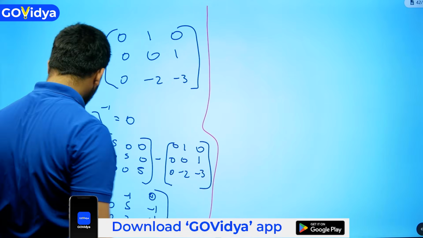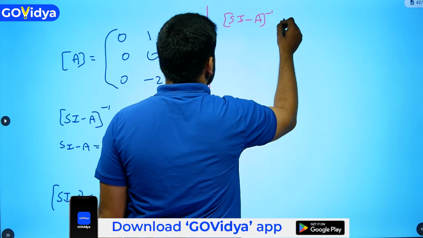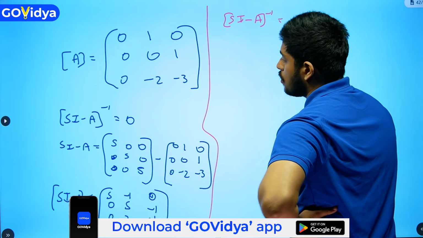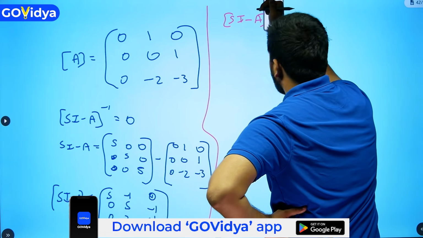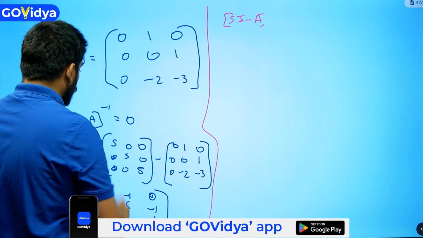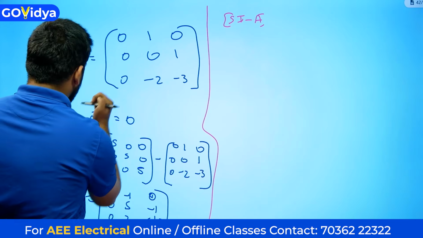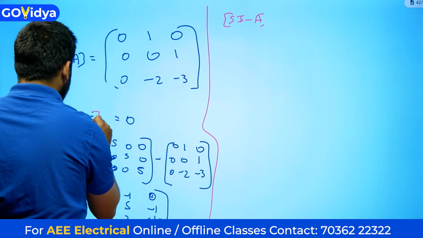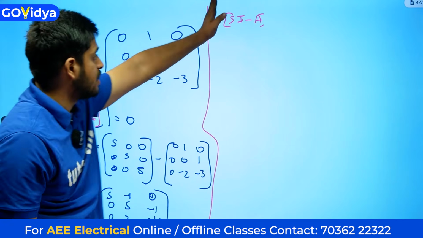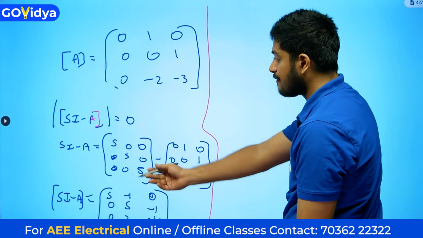Next, we need to find the inverse of sI minus A, so we need to take det and adjoint. Sorry, there's a small mistake. The det of sI minus A should be equal to 0. There is no need of the inverse. So let us take the determinant for this, and this should be equal to 0. Then we can find the eigenvalues.